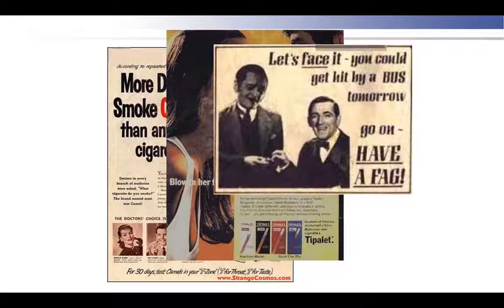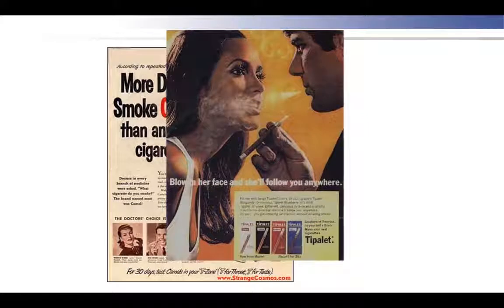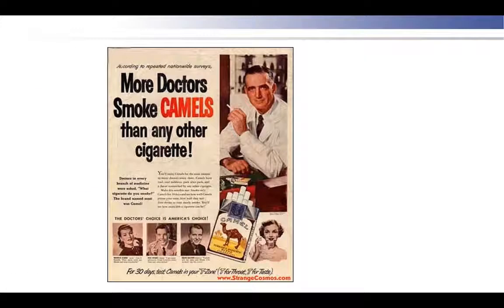Here's an advert from the swinging 60s, and you can see a nice low-cut dress here and a surefire way of getting the girl. And then finally, in the mid-60s, when it began to be publicly aware that there were some problems with your health and cigarette smoking, they said, well, what the heck, have a fag. You could get run over by a bus.